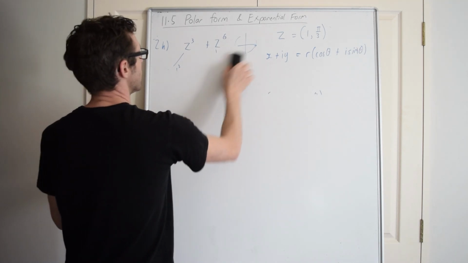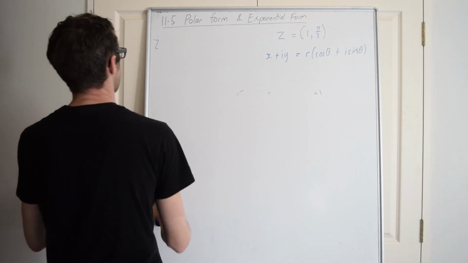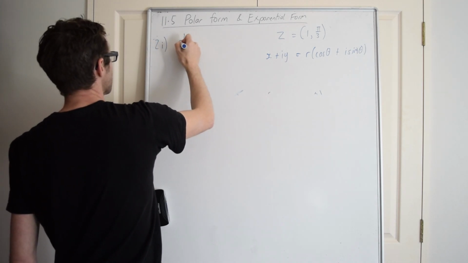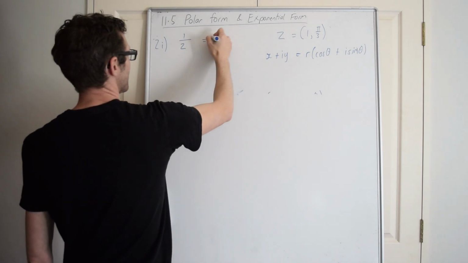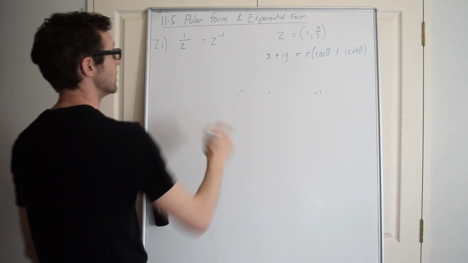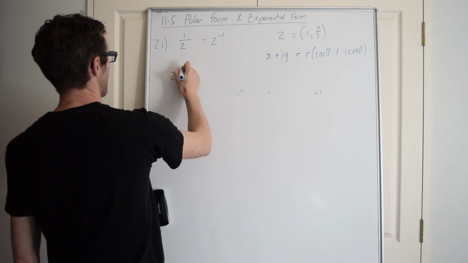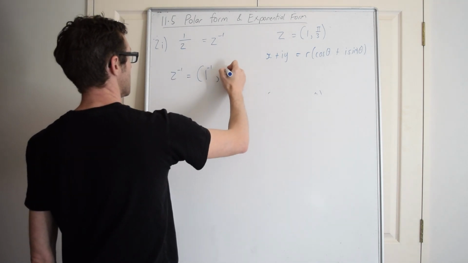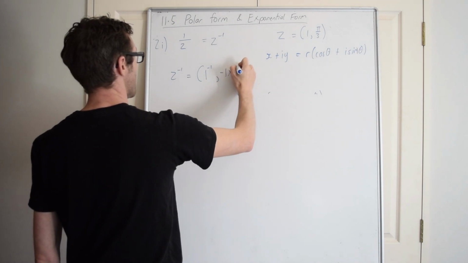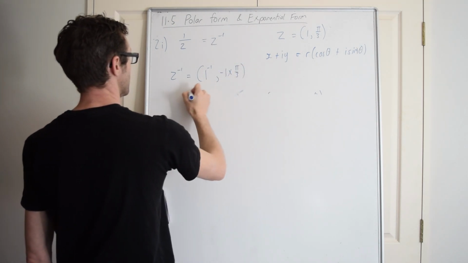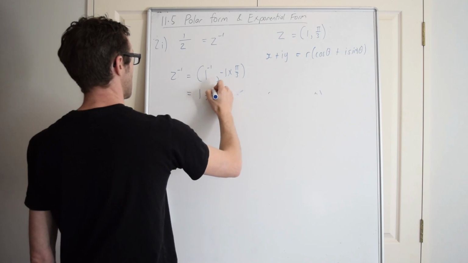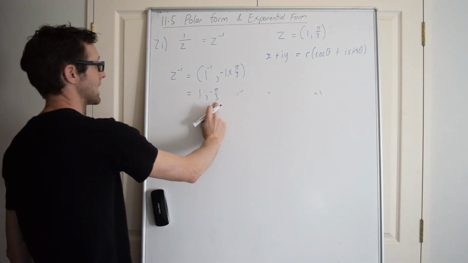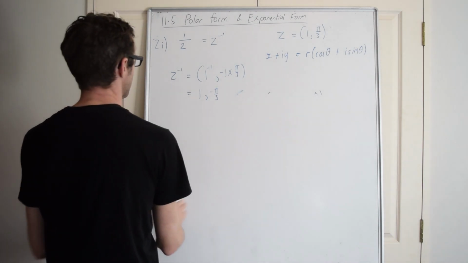Okay, so for i, what have we got? We have 1 over z. Now another way of writing this is z to the minus 1, and we can use the rules that we did earlier. So z to the minus 1 will equal 1 to the minus 1, and minus 1 times pi over 3. So the modulus and argument will be as follows. Modulus 1, argument negative pi over 3.